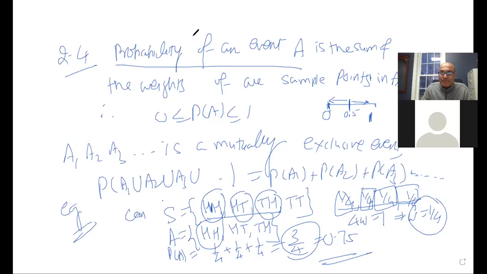My next example, let me clear this one, is example number 2.25 from the book. A die is tossed in such a way that an even number is twice as likely to occur as an odd number. Good. So a die is tossed. That means your sample points are 1, 2, 3, 4, 5, and 6. But it says that an even number is twice as likely to occur as an odd number.